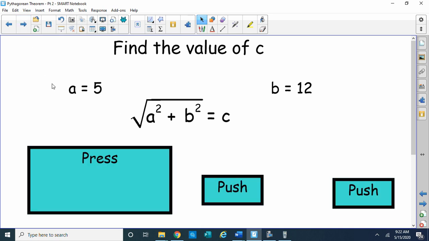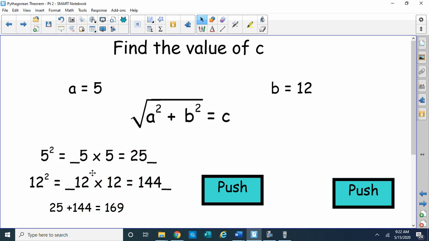So I asked you to try it again on your own. So if we have a is equal to 5, b is equal to 12, find the value of c again. So you'll put in place of a 5, square it, plus b, which is 12, square that, then take the square root of that, and that'll give you c. So 5 times 5 is 25, 12 times 12 is 144, and then we have to add 25 plus 144, and that gave us 169. And then we have to take the square root of 169.